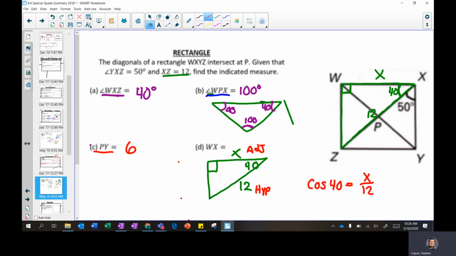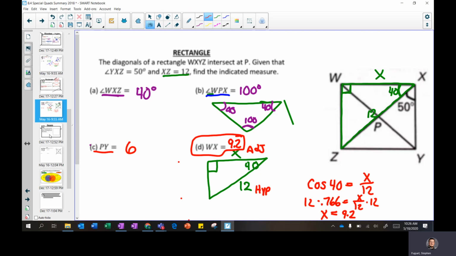So cosine of 40 is 0.766. And then we're going to multiply both sides by 12. So we're going to go ahead and do that. And so my x here is going to be equal to 9.2. So my length for WX is going to be 9.2 for the rectangle. Okay. And that's going to lead us to our final shape.